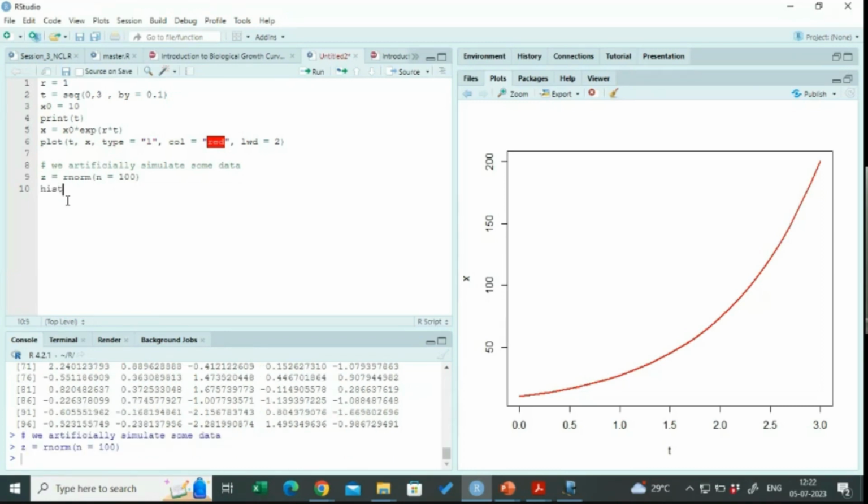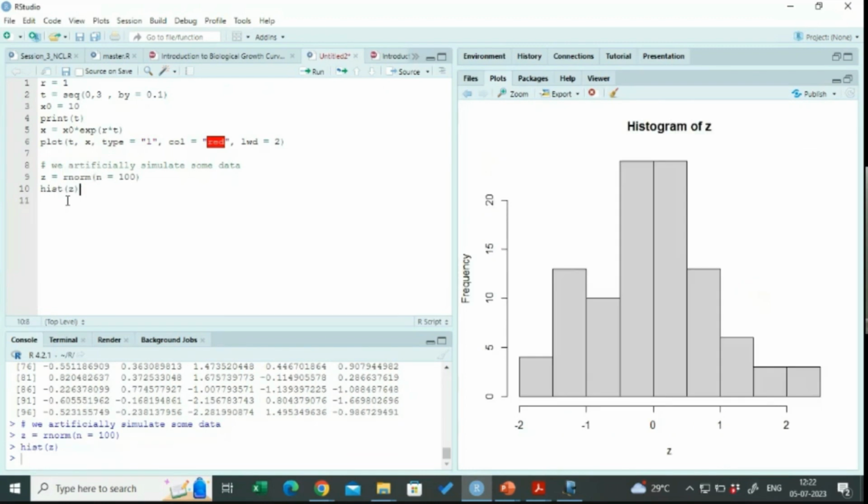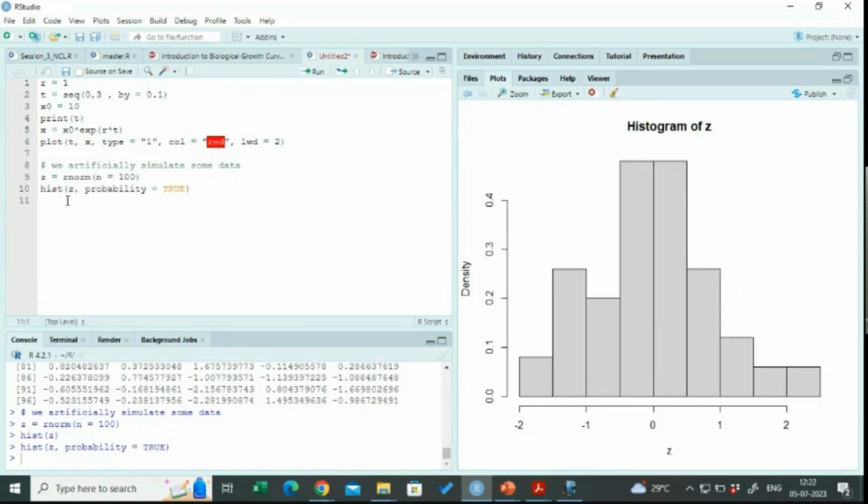If you draw a histogram of Z, if you put probability equal to true, this will give you the histogram so that the areas under these boxes is equal to 1. So you know the column frequency diagram and relative frequency diagram. It is that idea. Probability equal to true means that.